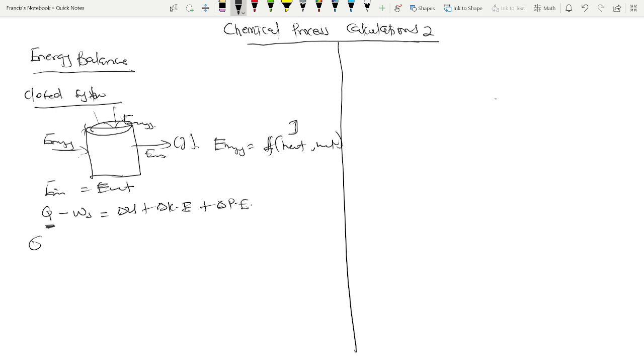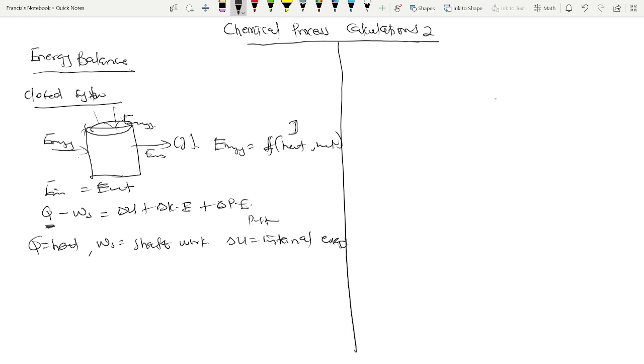Our Q here is heat. Ws is work, but to be more specific, because you'll be treating both closed systems and open systems, we call it shaft work. Our shaft work refers to any work which is being done by the moving parts. Anytime you see a piston, that's for a closed system. Mostly we use a piston. The work done by a piston is called shaft work. And then our change in U here is our internal energy.